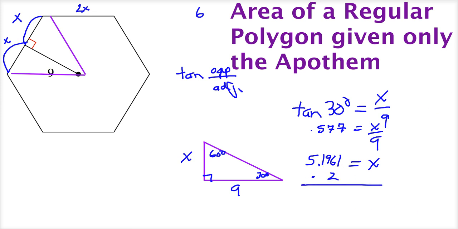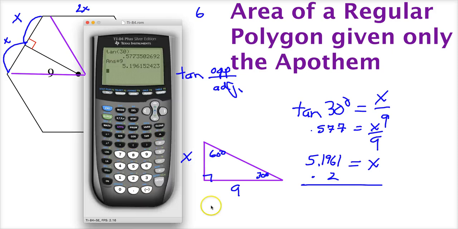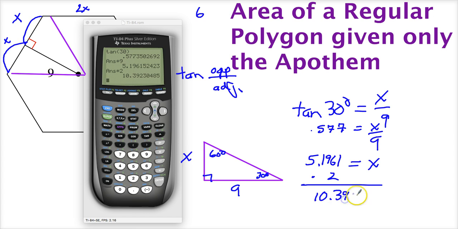Go back to the old calculator here and do times 2, not divide. 10.39. Maybe you'll call it 10.4. Who knows? That's fine. So side is equal to 10.4. Now, back to our original equation.